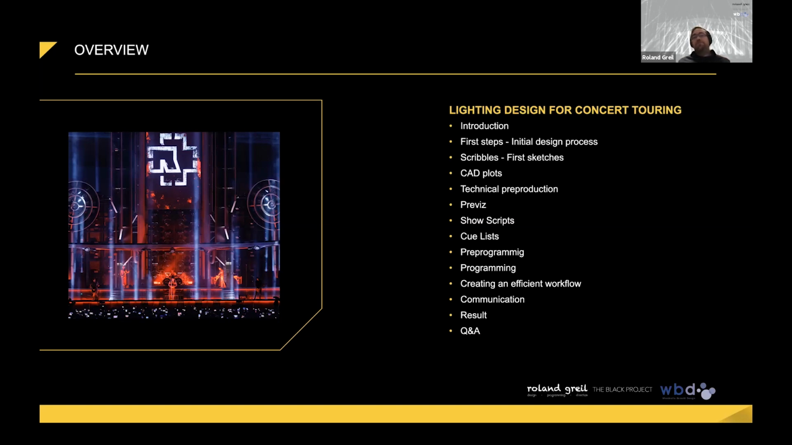So we look at the first steps, the initial design process, how you put them on paper or into the computer, how you then do more technically defined CAD plots and technical pre-production, how you pre-visualize, show scripts, cue lists, pre-programming, all the steps down the road, which ultimately lead us to the final result, the show, the design which we've designed and which we bring out and open up to a big audience. Doesn't matter in our times whether it would be an online audience or a streamed audience, or in more normal times, a live audience, and hopefully soon it will be again a live audience.